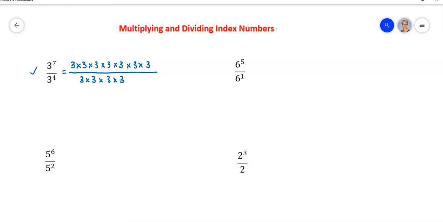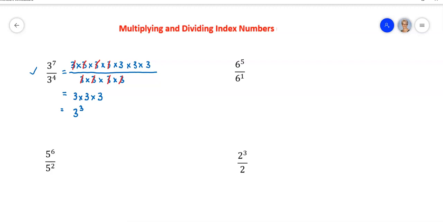Now, when we look at this in expanded form, we can see that some of these 3's can cancel out. These 2 can cancel, these 2 can cancel out, these 2 and these 2. When we cancel out our 4 3's, top and bottom, we find that we end up with an answer which is 3 times 3 times 3. In index form, this is 3 to the power of 3.